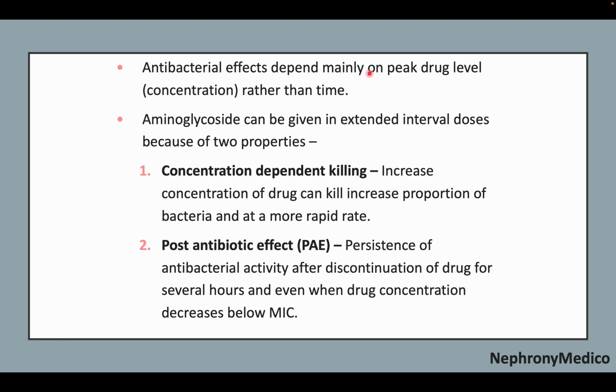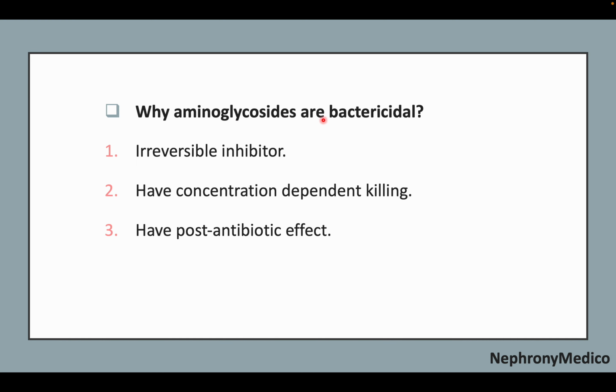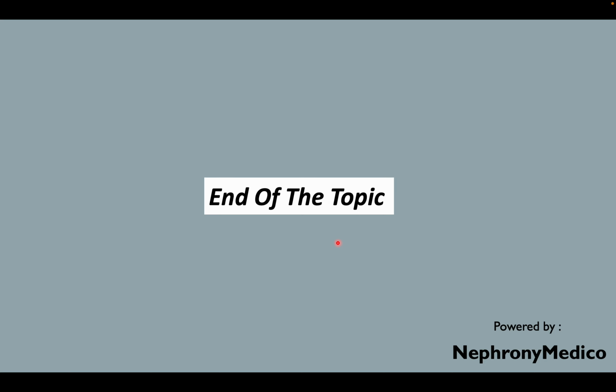Antibacterial effects depend mainly on the peak drug level rather than time. It can be given this way because of two properties: concentration dependent killing and post antibiotic effect. So why are aminoglycosides bactericidal? Because they are irreversible inhibitors, have concentration dependent killing, and have a post antibiotic effect. End of the topic.